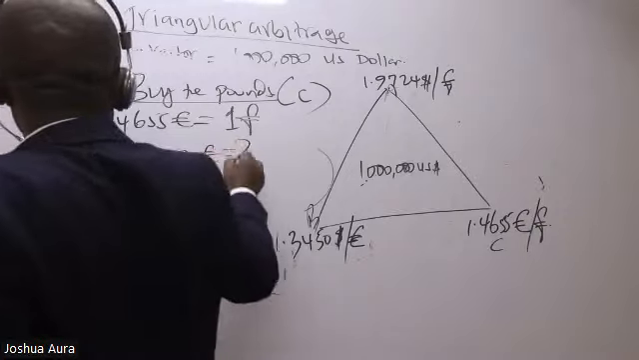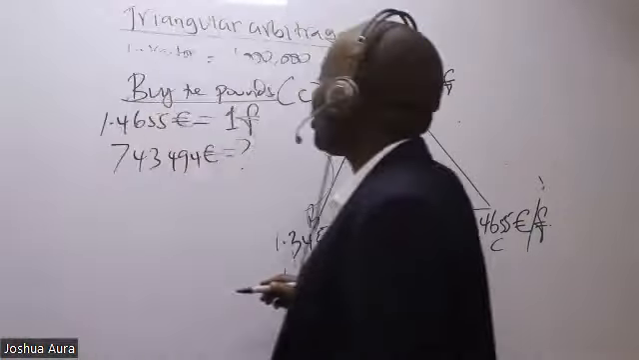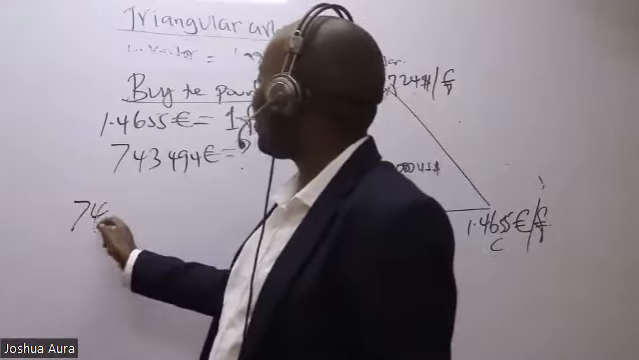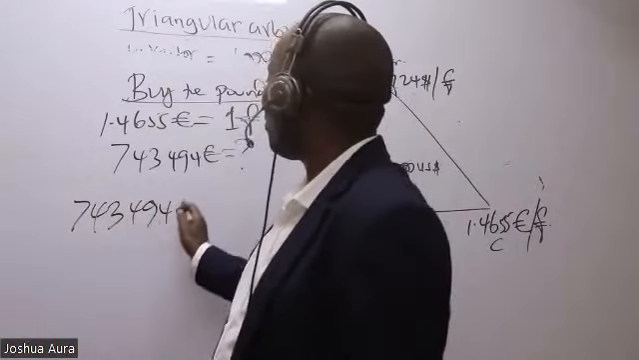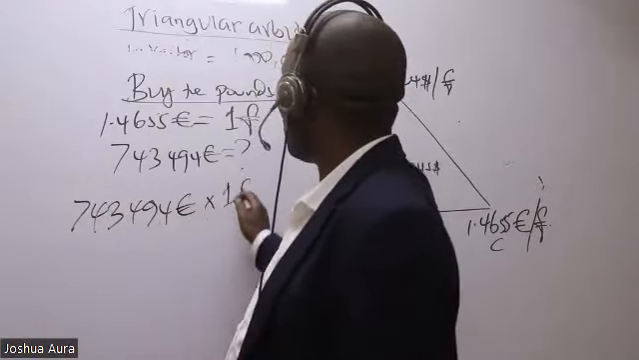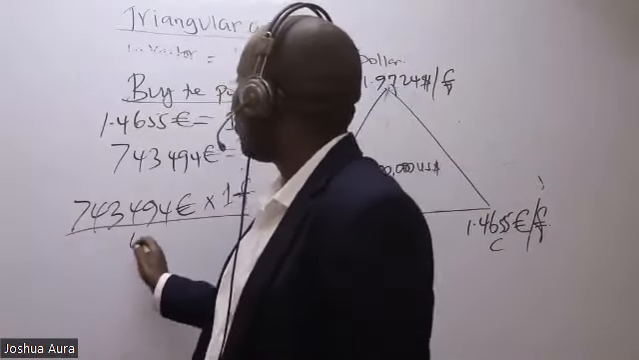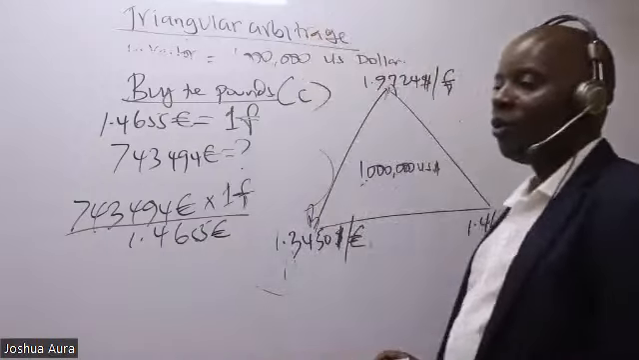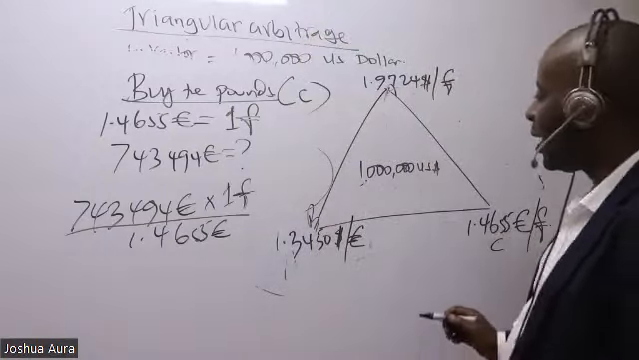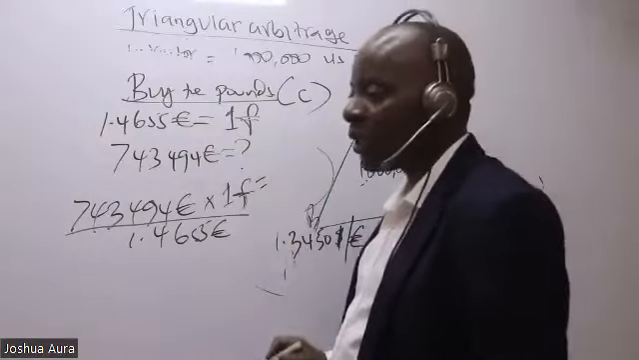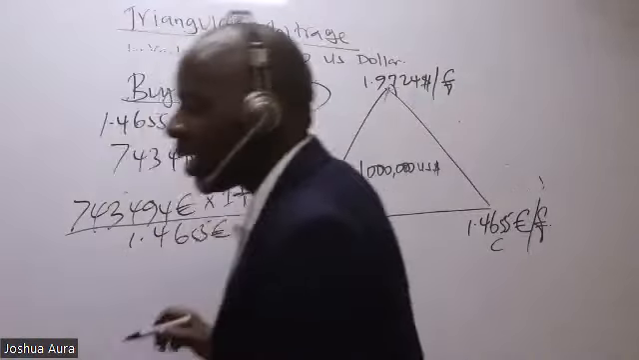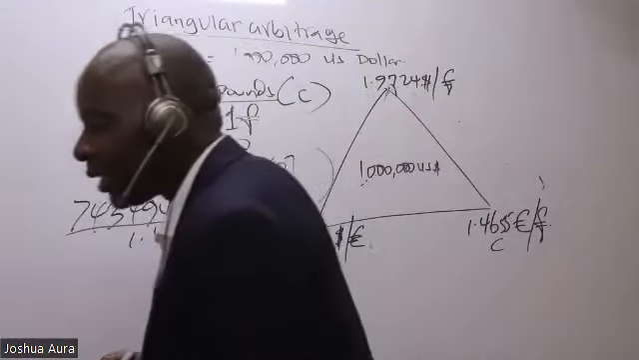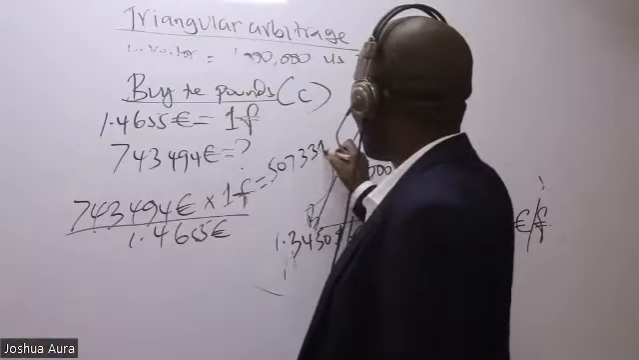743,494 euro. So when you cross multiply, you will get what Josephat has given us. This will be 743,494 euros times 1 pound divided by 1.4655 euro, which will give us what figure at the end of the day. I'm being told that this is 507,331 pounds.